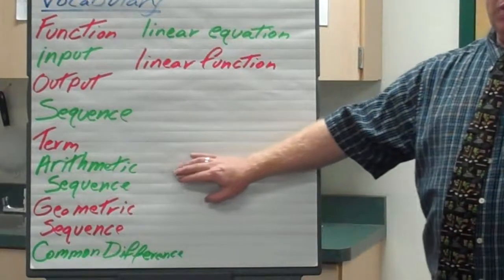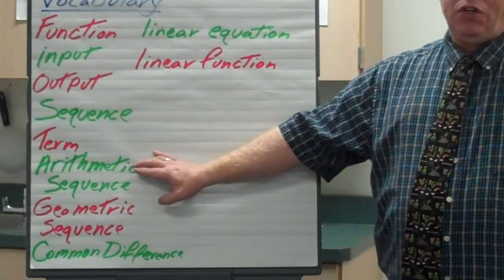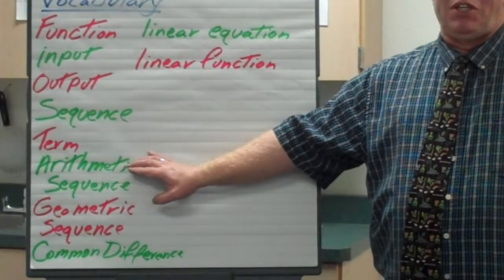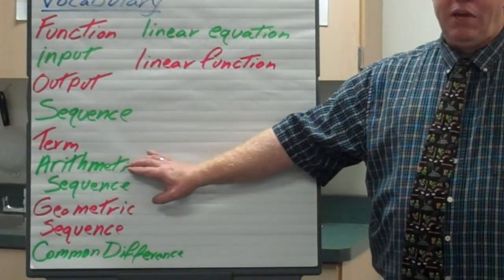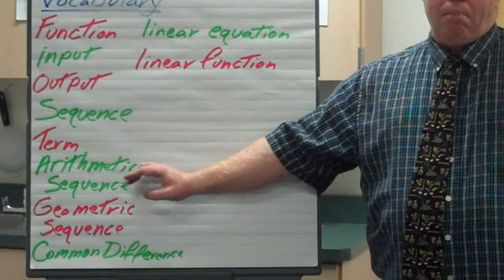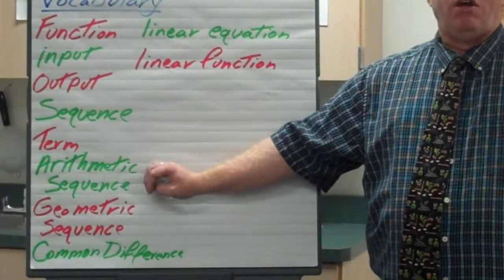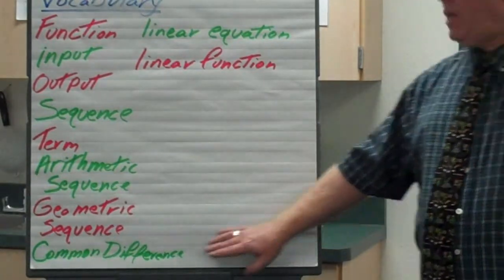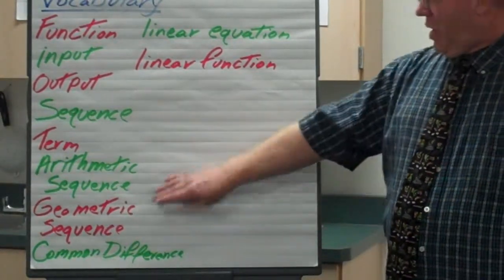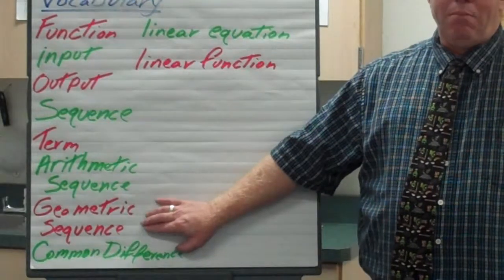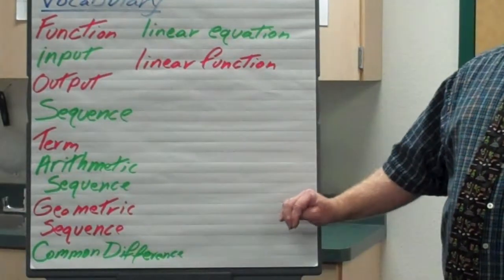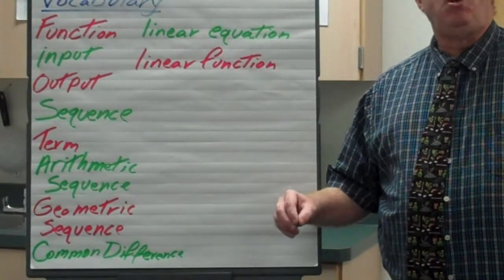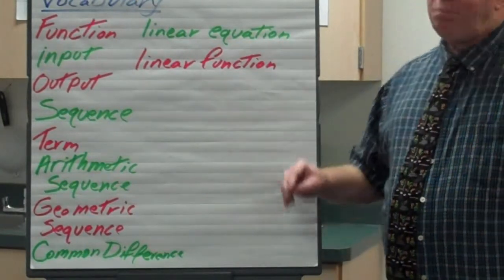Arithmetic sequence. In an arithmetic sequence, the terms of the sequence differ by the same non-zero number. Okay? And that is called the common difference. Then we have the geometric sequence. In a geometric sequence, each term is multiplied by the same number in order to get the next value, or next term, within the sequence.